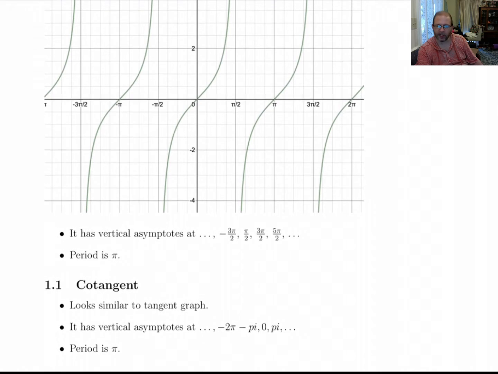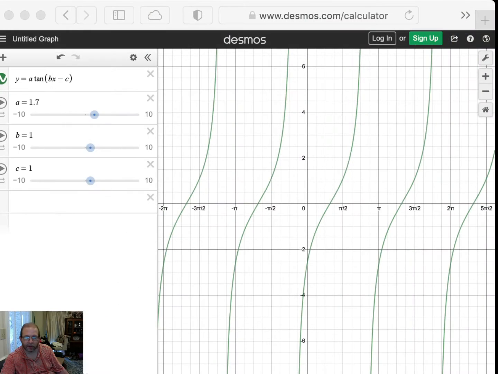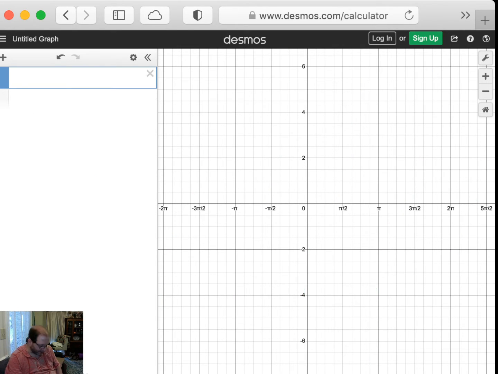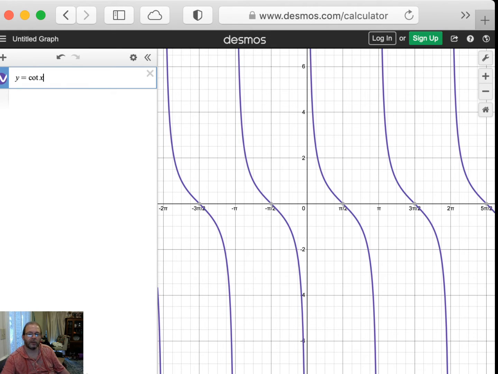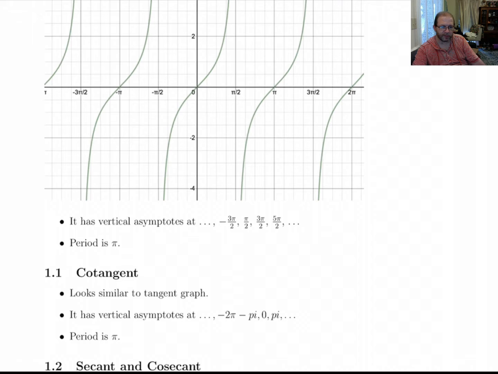Let's also talk about the cotangent. If I want to graph that, let's go back to Desmos. You can graph it on Desmos just by putting y equals cot x. Notice it looks pretty similar. The difference is its asymptotes are in different places. They're at the multiples of pi. But it's a very similar looking graph. Let's see, what are my notes about it? It looks similar to the tangent graph. It's got vertical asymptotes and its period is pi.